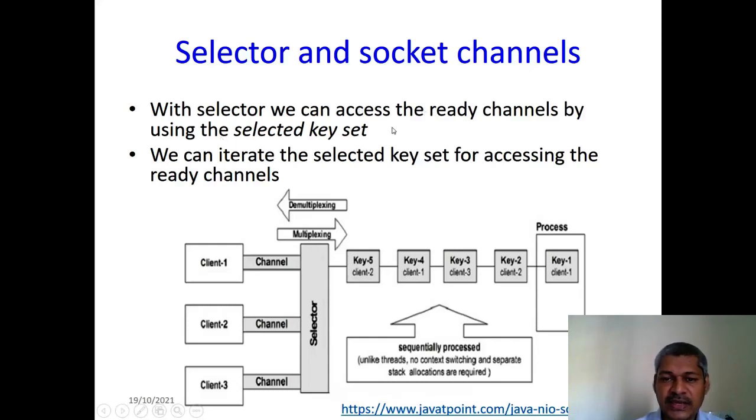So we can access these ready channels by using the selected key set, and you can get each and every key, which will identify the particular channel where that event has occurred. So basically the selector is monitoring all the channels and it is generating those keys when an event occurs. So then the process can process each and every key in a sequential manner.